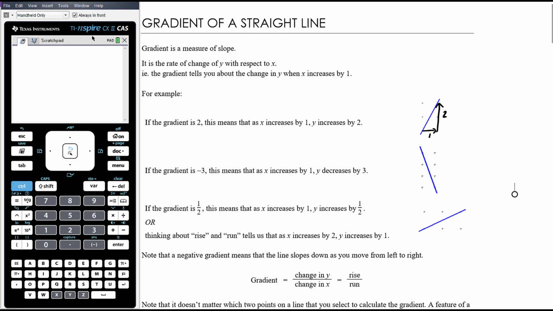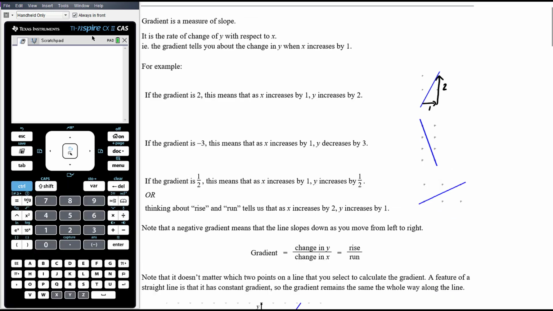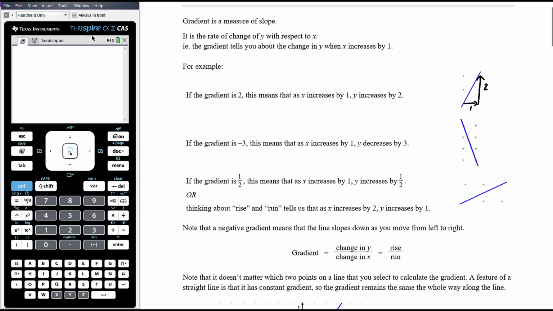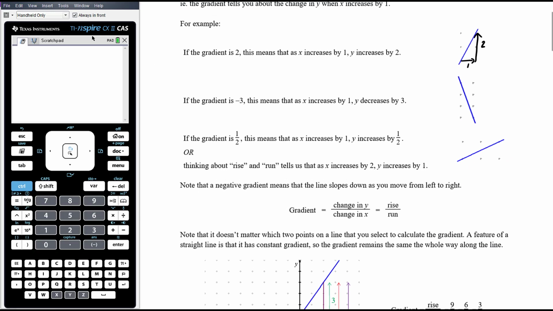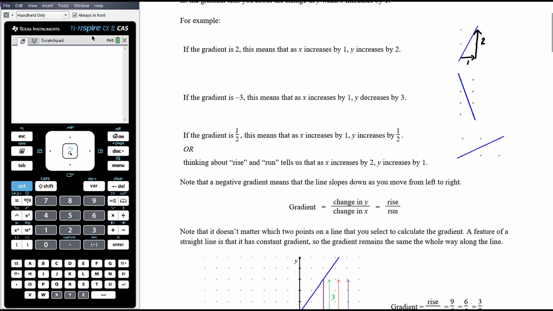If the gradient is negative 3, this means that as x increases by 1, y decreases by 3. So for every 1 step across, we go 3 down when we have a gradient of negative 3. If the gradient is half, we can think about it in two ways. That is, for every 1 step across, we go half a step up.